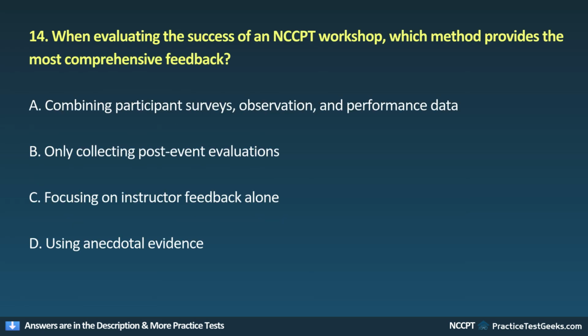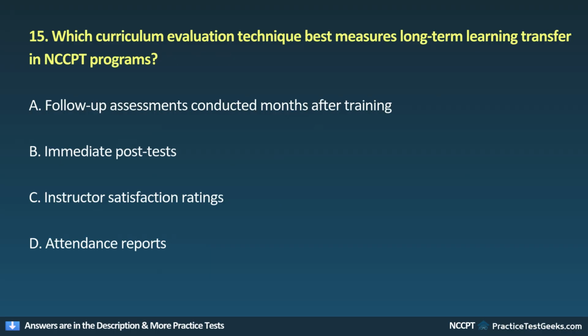14. When evaluating the success of an NCCPT workshop, which method provides the most comprehensive feedback? A. Combining participant surveys, observation, and performance data. B. Only collecting post-event evaluations. C. Focusing on instructor feedback alone. D. Using anecdotal evidence.